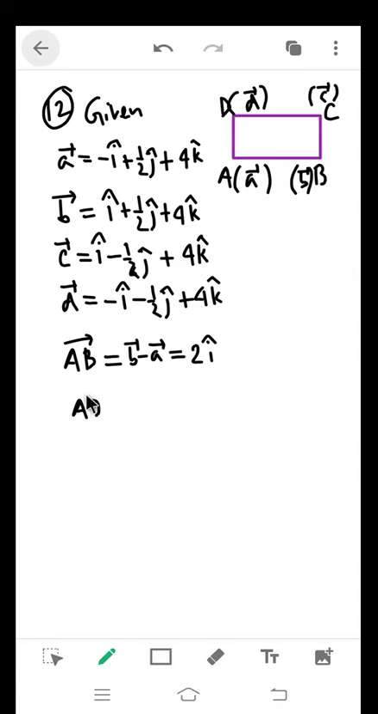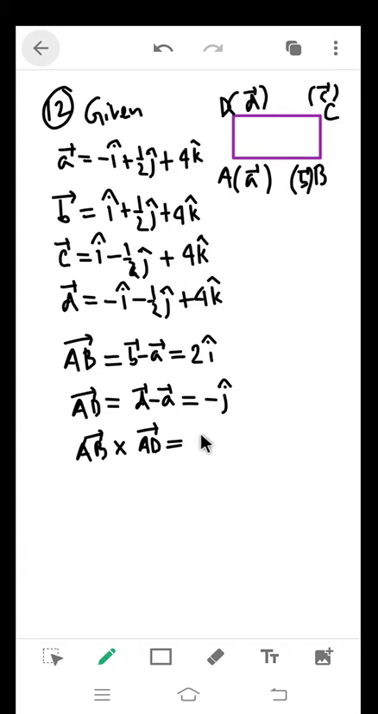Similarly, if you go to another adjacent side, that is AD. AD means D minus A. So D minus A कितना होगा? Subtract A from D: minus i cancels, minus half plus half, और minus j cap होगा, and 4k cancels. So only two parts are left. So now just to find out the area, you need their cross product. You find out their cross product. कितना होगा cross product? 2i cap cross minus j.